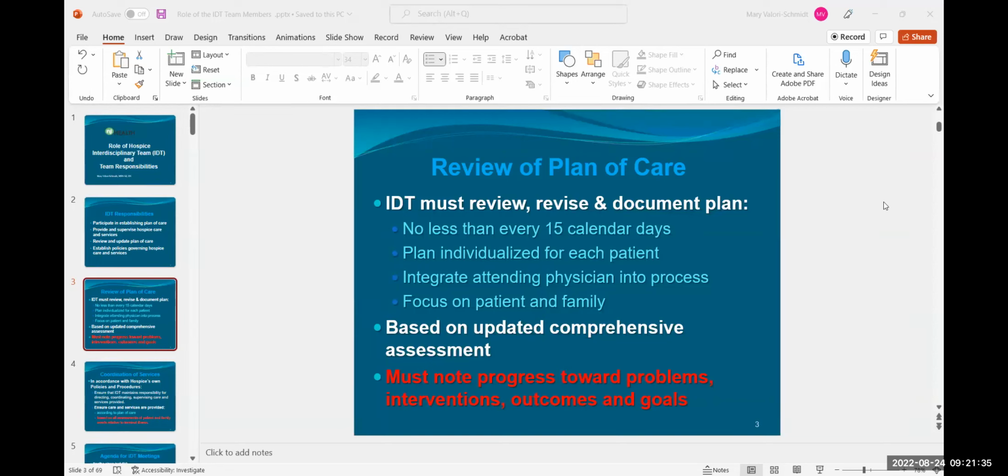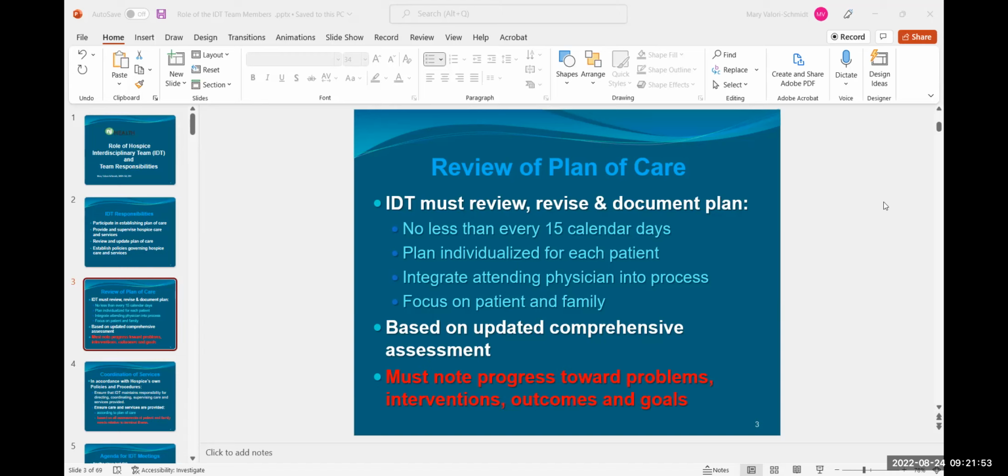And if nothing has changed, sometimes nothing changes, patient plateaus. Is it because of the care that we're providing? Well, then that's okay, but that needs to be documented. We're giving them such wonderful care that right now they're kind of like plateaued, and that's all right.